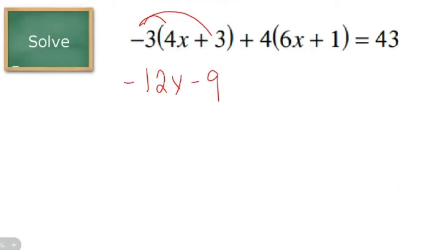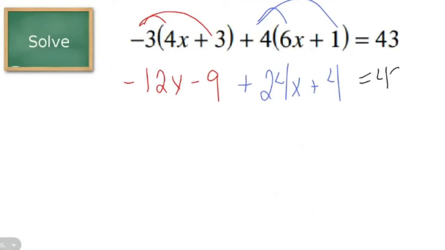I was going to say +4, and it is +4, so I'm not wrong for stuttering there. 4 times 6x is plus 24x. 4 times 1 is 4. And all of that equals out to 43.